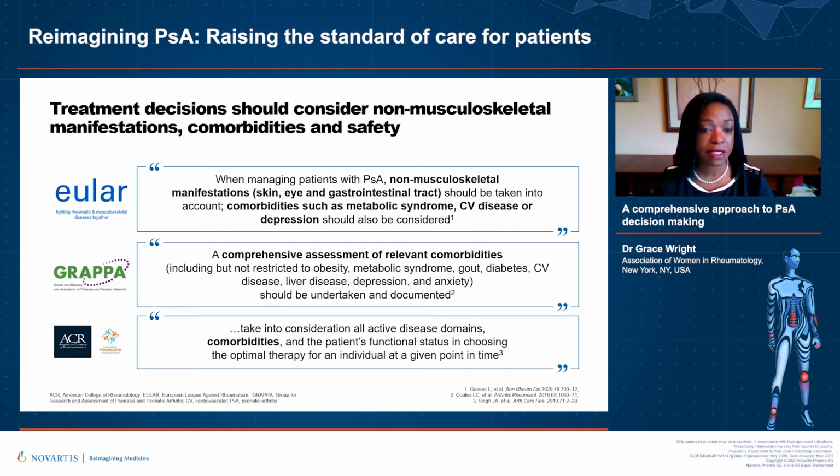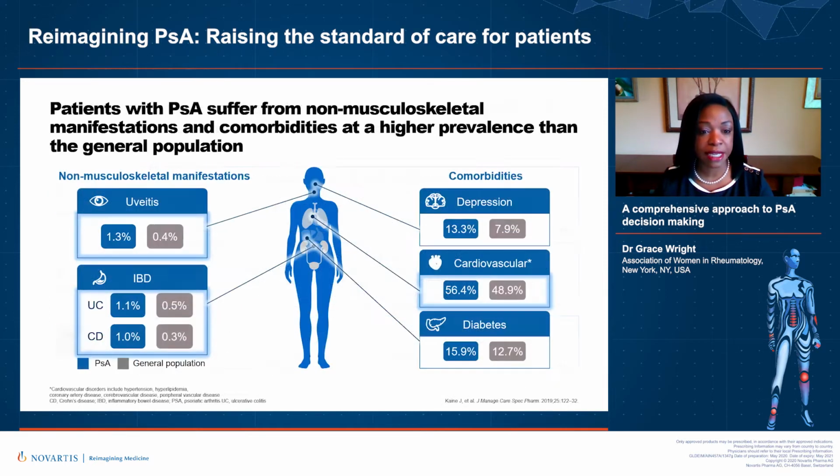Our EULAR recommendations state that when managing patients with psoriatic arthritis, non-musculoskeletal manifestations such as the skin, eye, and gastrointestinal tract should be taken into account, as well as comorbidities such as metabolic syndrome, cardiovascular disease, or depression. The GRAPPA recommendations include a comprehensive assessment of the relevant comorbidities. The ACR and the National Psoriasis Foundation urge us to take into consideration all active disease domains and comorbidities and the patient's functional status in choosing the optimal therapy for any individual patient at a given point in time.